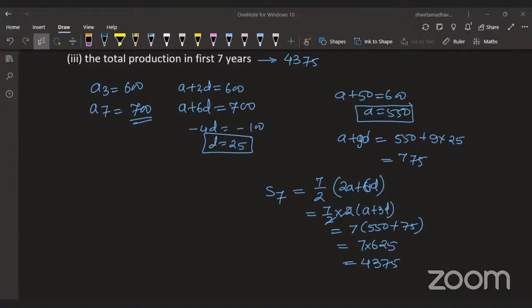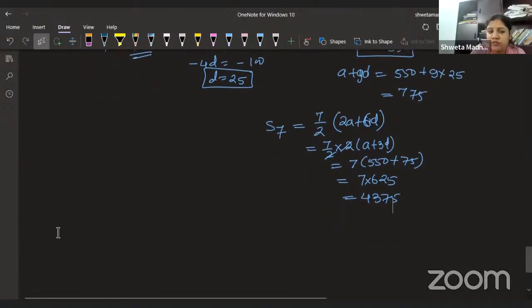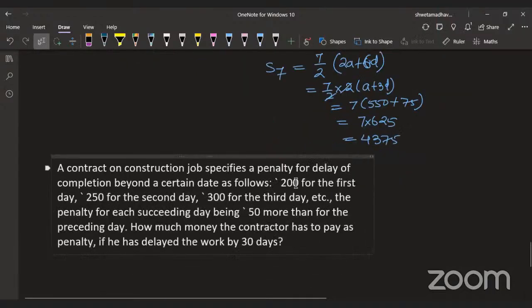Ma'am, do we have construction of a 100-degree angle? No, you cannot do it. Okay, ma'am.